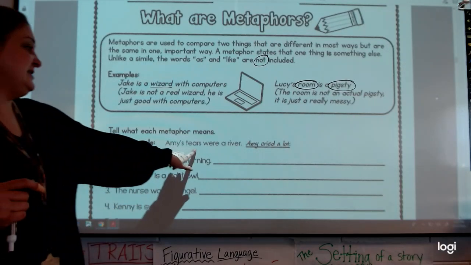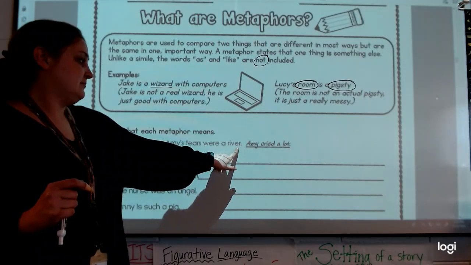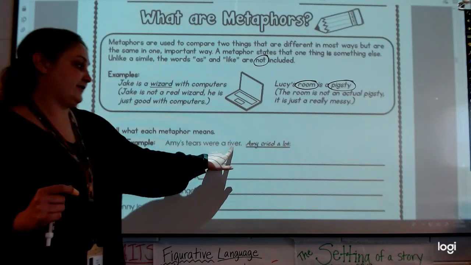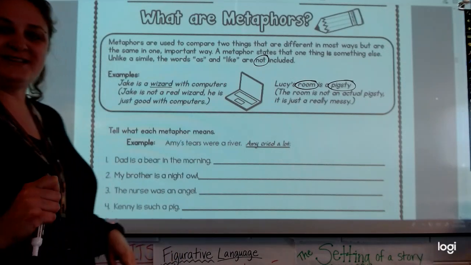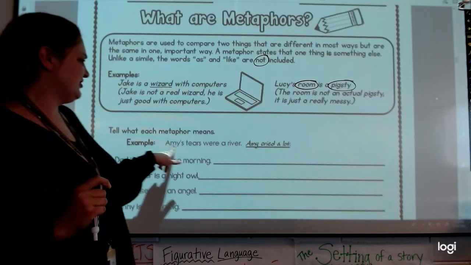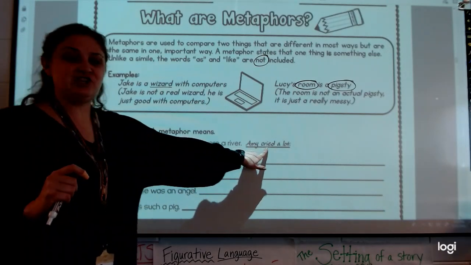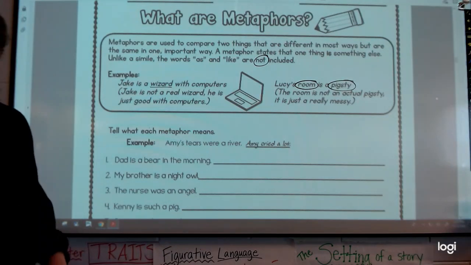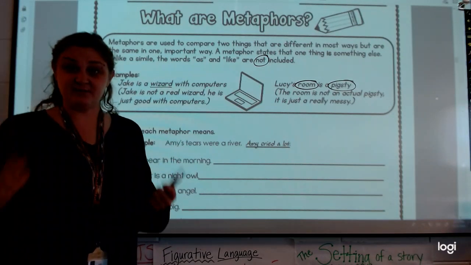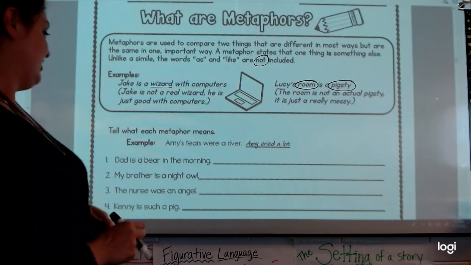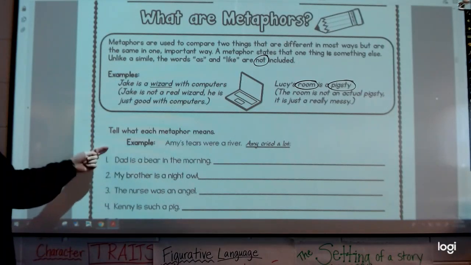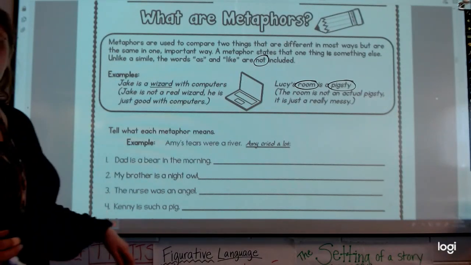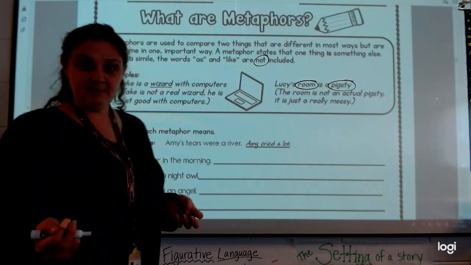Example, Amy's tears were a river. Okay, well, we're comparing her tears to a river. They're not literally a river. But what does that mean if someone said that? Her tears were a river. Well, it means she cried a lot, right? If you have a river flowing out of your eyes, what I'm picturing is someone's very upset. They're crying a lot. All right, so our job on these metaphors, we're going to read some metaphors today, and we're just going to talk about what they actually mean, okay?